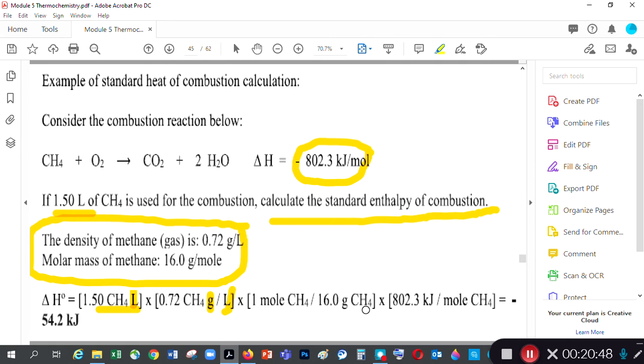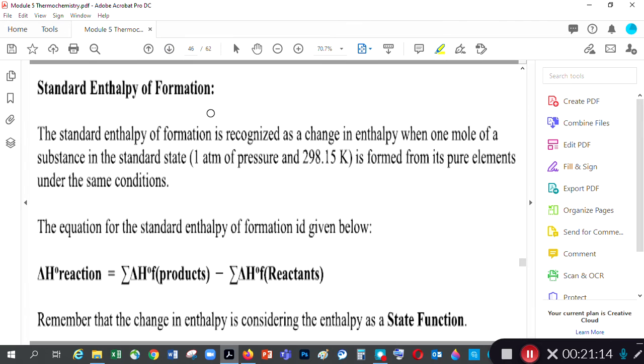Carbon is 12, hydrogen is 1, 4 of those, 16. So 16 grams, the grams cancel out with the grams here. Now I have the mole here where I need it. Then I have 802.3 kilojoule per mole. So the mole with the mole here cancels out. And the answer is this after doing all the calculations, including all the numbers and the values there.